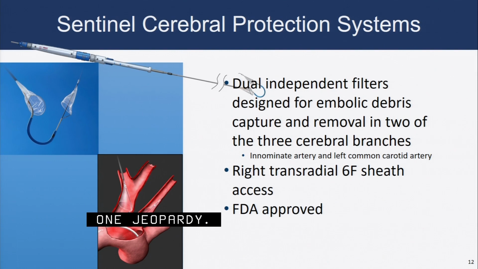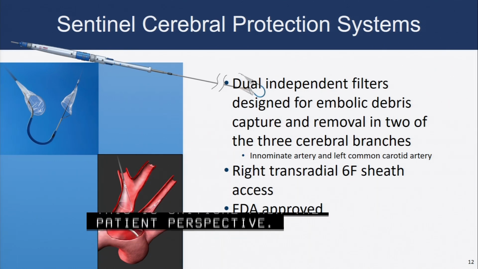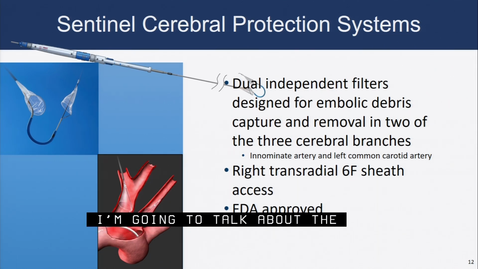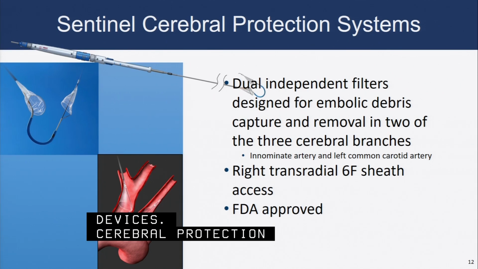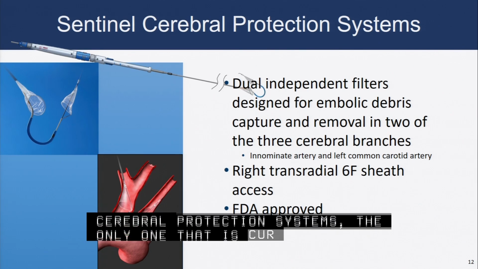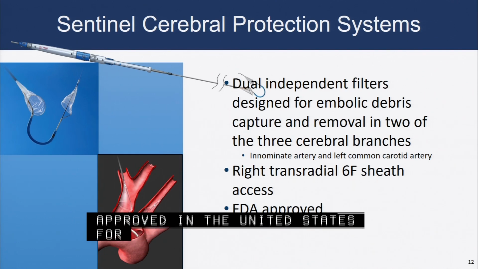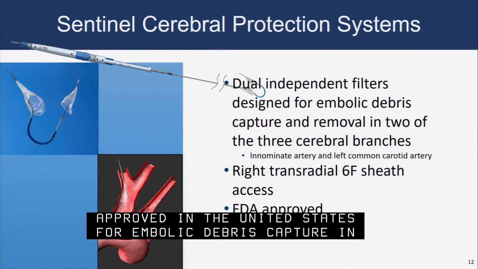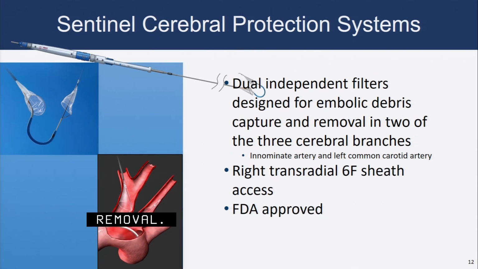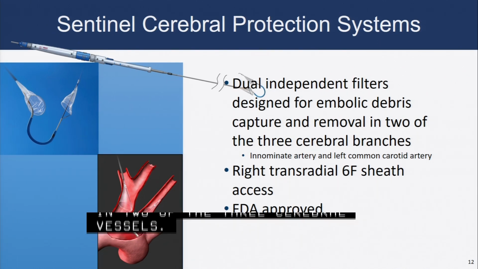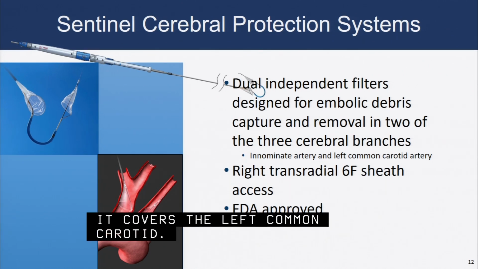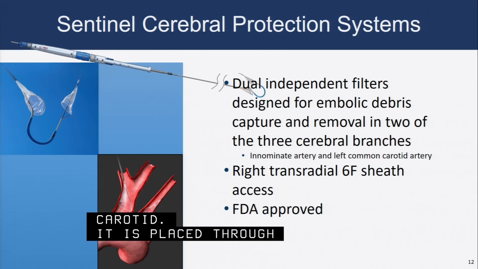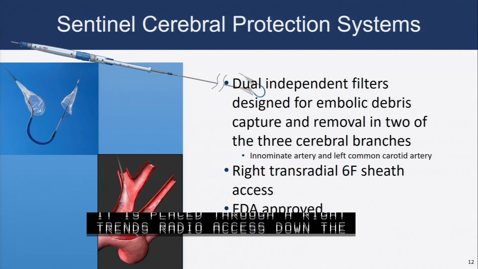Okay, I'm going to talk about the devices and some of the distinctions between the devices. This is the Sentinel Cerebral Protection System. It's the only one that is currently approved in the United States. It's a dual independent filter designed for embolic debris capture and removal in 2 of the 3 cerebral vessels. It covers the innominate and the left common carotid. It's placed through a right transradial access down the carotid into the two cerebral vessels.